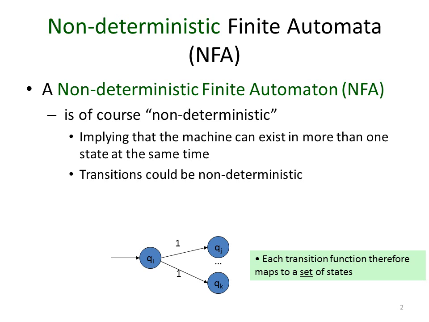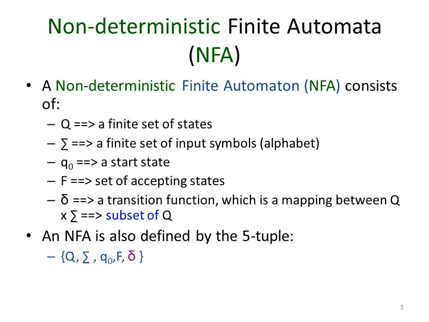NFA, finite automata, is of course non-deterministic, implying that the machine can exist in more than one state at the same time. Transitions could be non-deterministic. For example, Q1 on 1 goes to either Q1 or Qk. That is nothing but you cannot determine. That's why you can call it a non-deterministic finite automata.